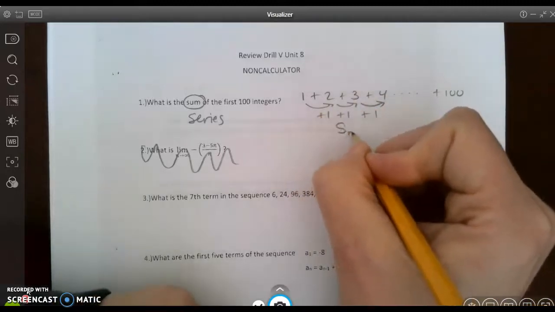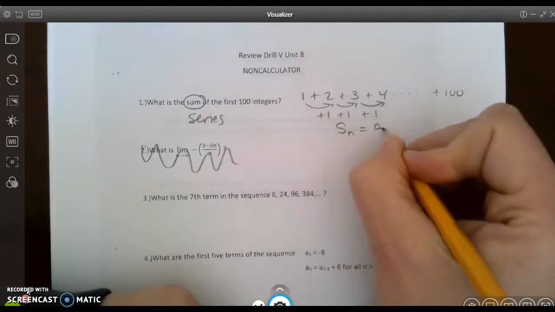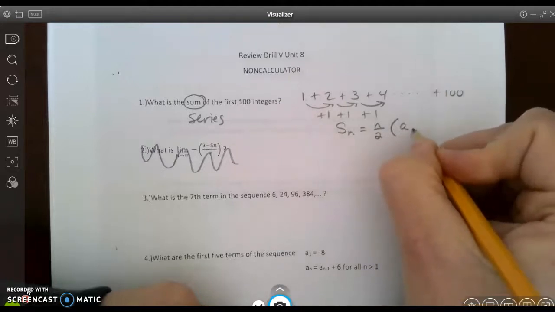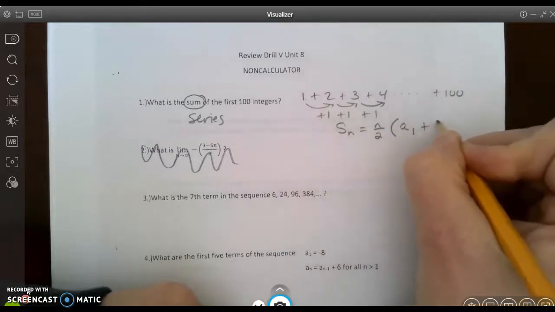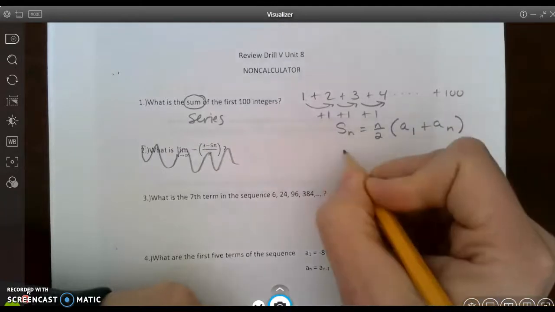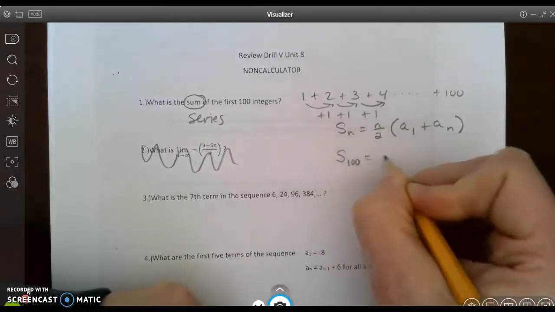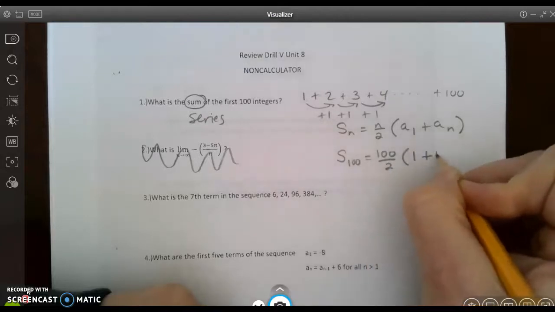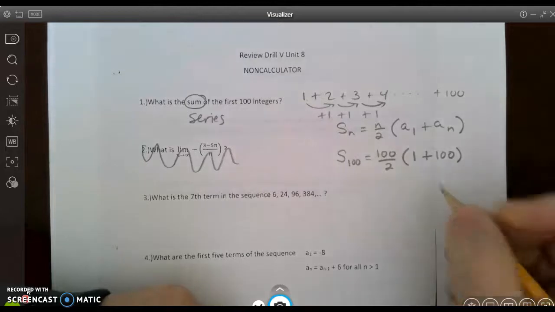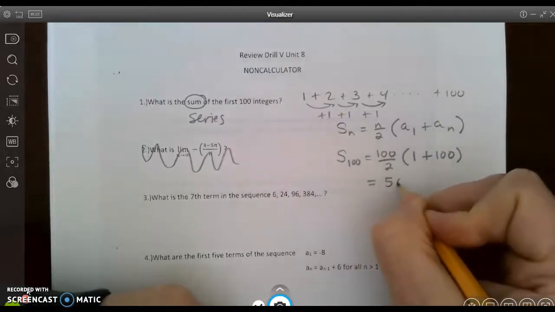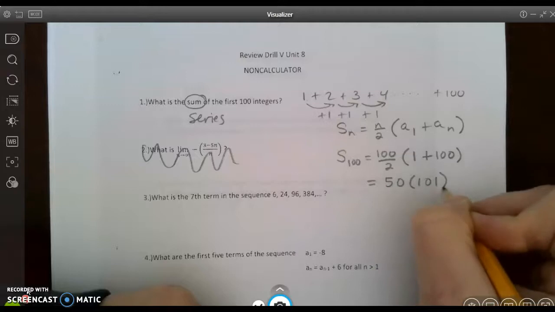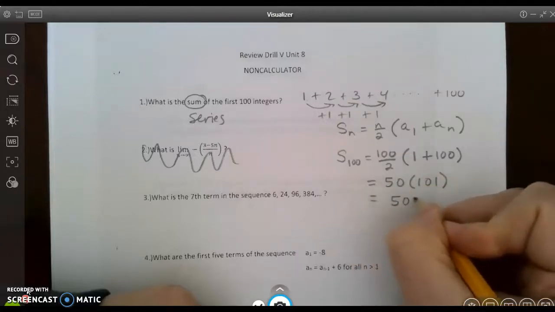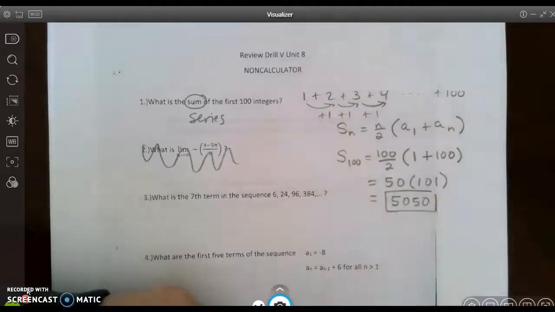So I'm going to use my formula, S sub n equals n divided by 2, times a sub 1 plus a sub n, since I know the first and the last term. So the sum of the first 100 terms is 100 divided by 2. The first term is 1, the last term is 100. So I end up with 50 times 101. And when I do that, I get 5,050.